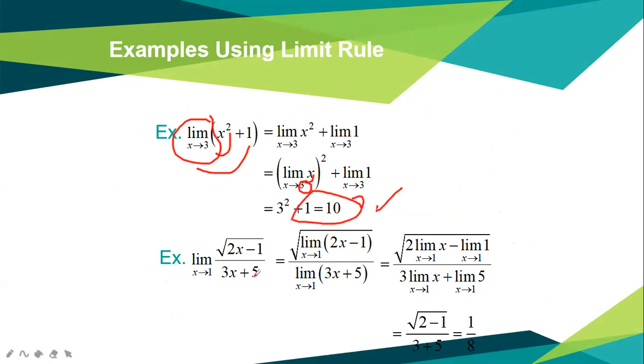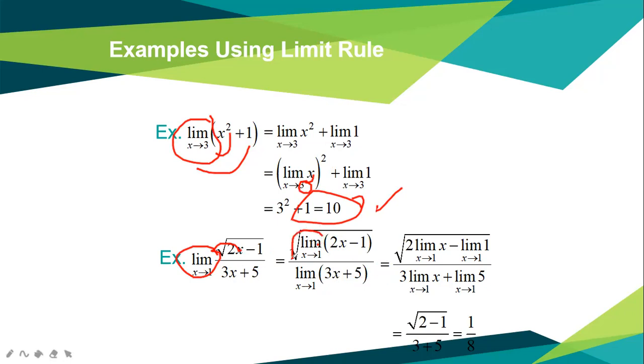Okay. So next one. The limit of the square root of (2x minus 1) over (3x plus 5) as x approaches 1. Same with the process we did in the first example, we are going to distribute the limit. First, distribute it over the rational expression. So the square root of the limit of the quantity 2x minus 1 as x approaches 1, all over the limit of the quantity 3x plus 5 as x approaches 1.